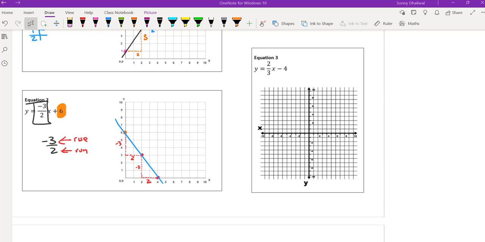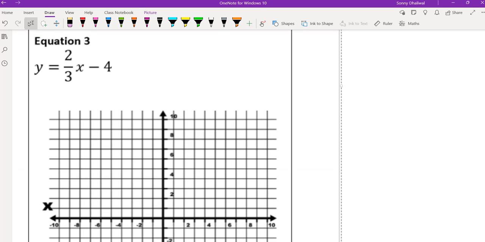So last day we talked about how we can graph an equation without making a table of values. Hopefully this is a lot easier than what we were doing before. And the goal is just to come up with a couple of points. Once you have a couple of points, we can draw a line through it.